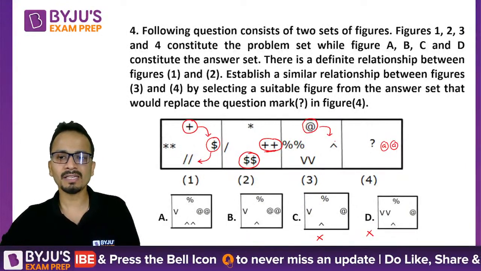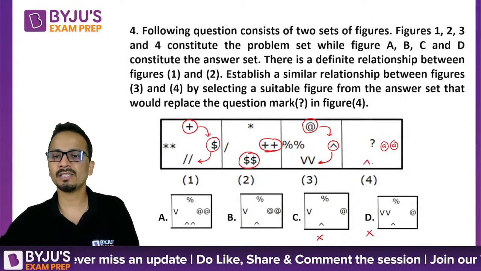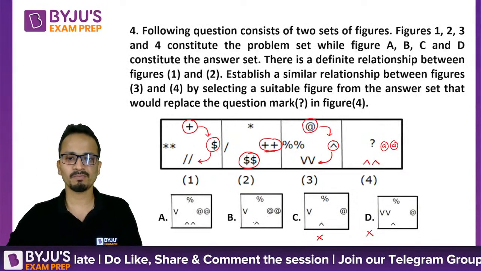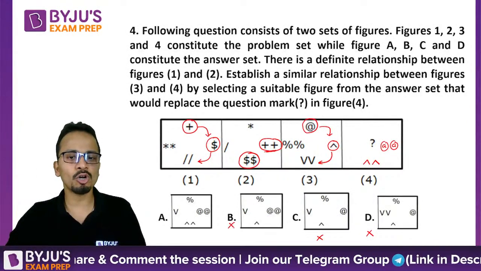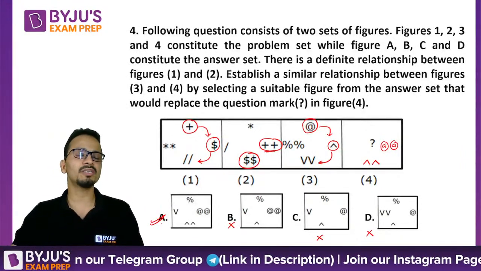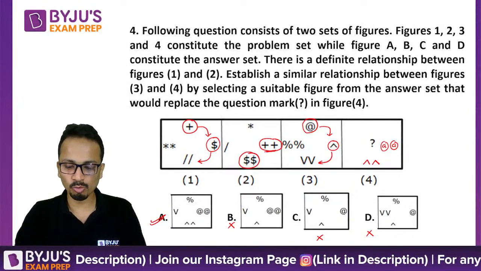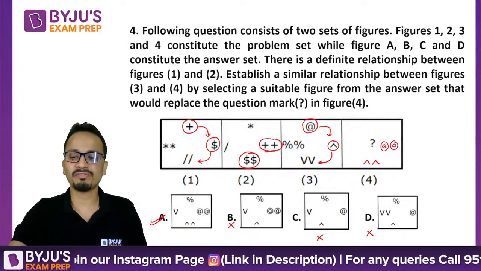In the similar manner, this sign will move here and there will be two signs like this. So on this basis, I can also reject figure B, and the correct answer will be option A. All of you have given a correct answer, so we are good to move to the next question, question number 5.